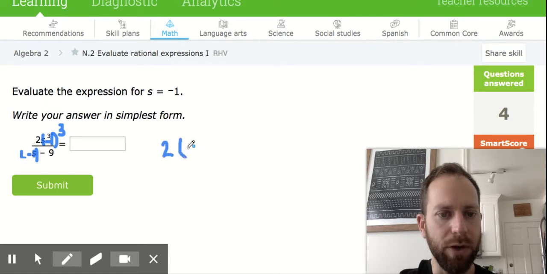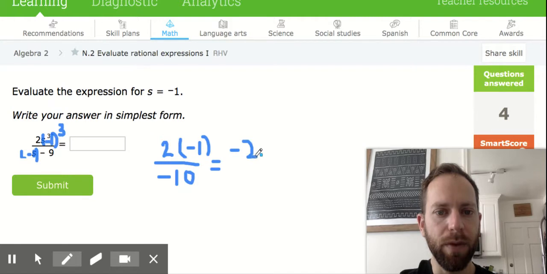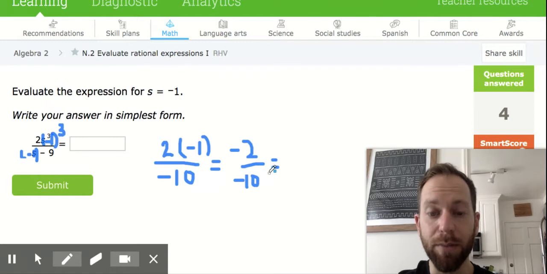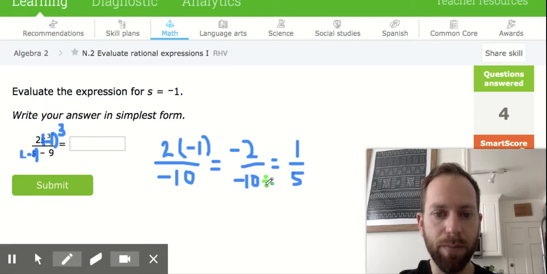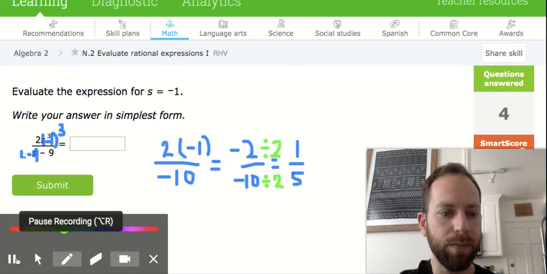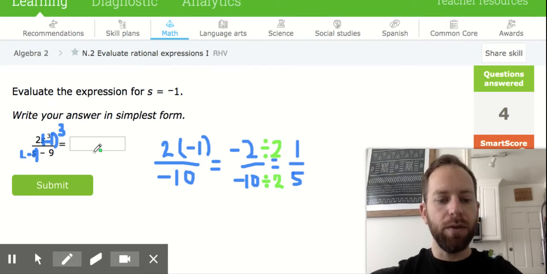So on the numerator, we have 2 times negative 1, divided by, and then we plugged in a negative 1 here, negative 1 minus 9, negative 10. So here we have negative 2 divided by negative 10, which negative divided by a negative is a positive. They cancel, and you can simplify to 1/5 because you can divide both of these by 2, and you know that because they're both even numbers. So we're going to write here 1/5.